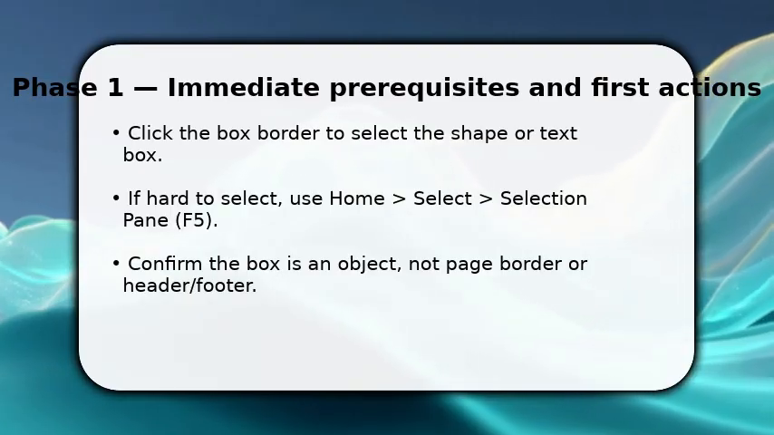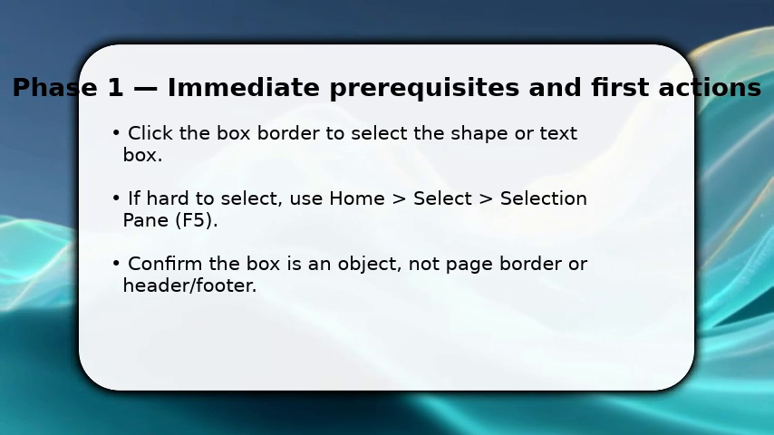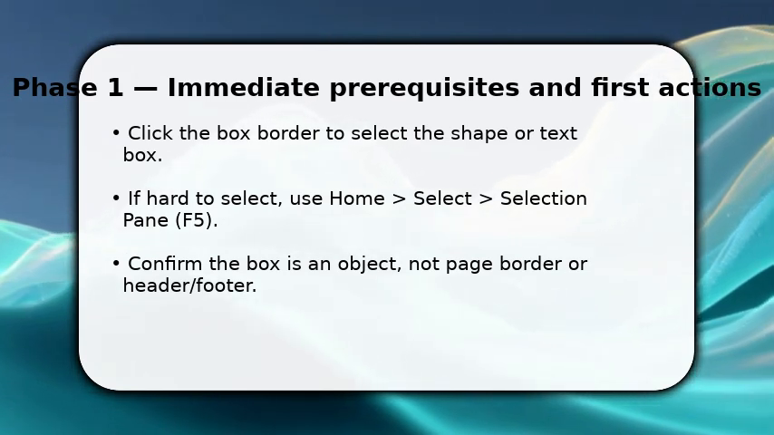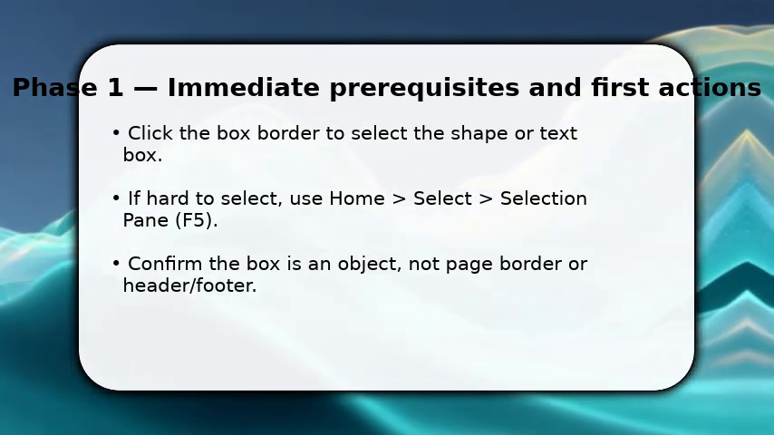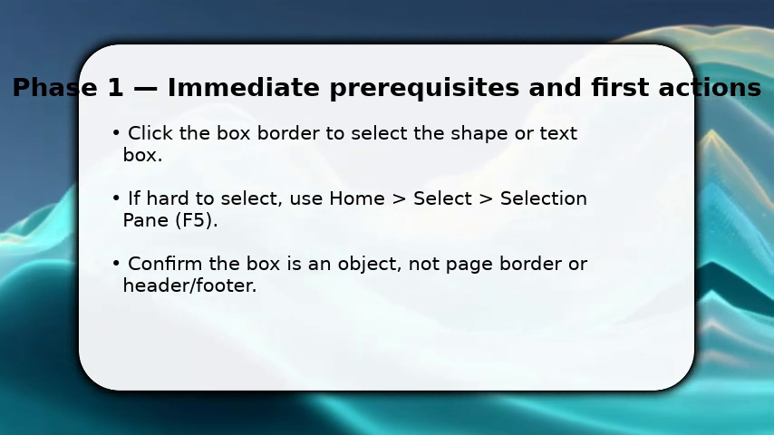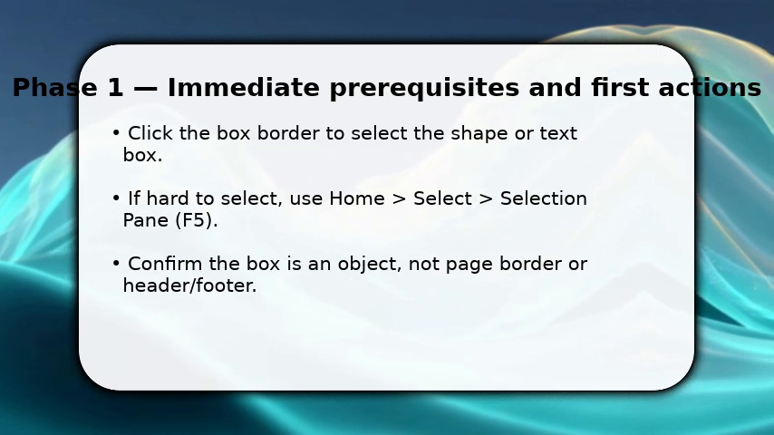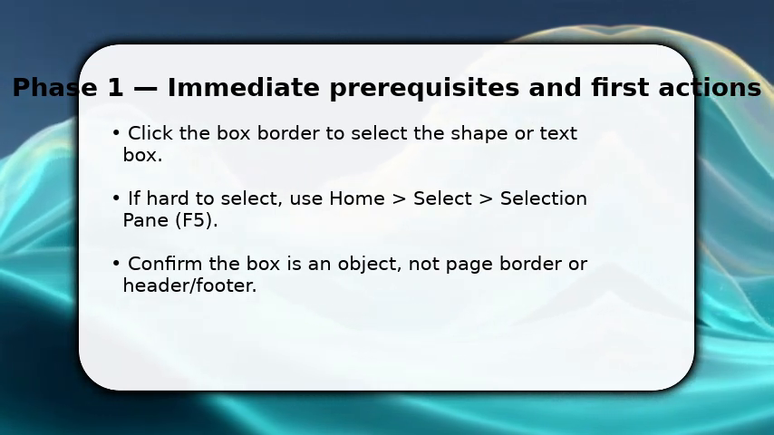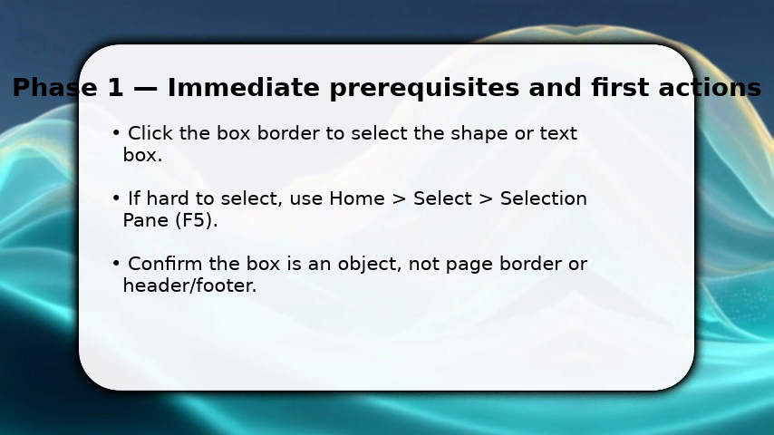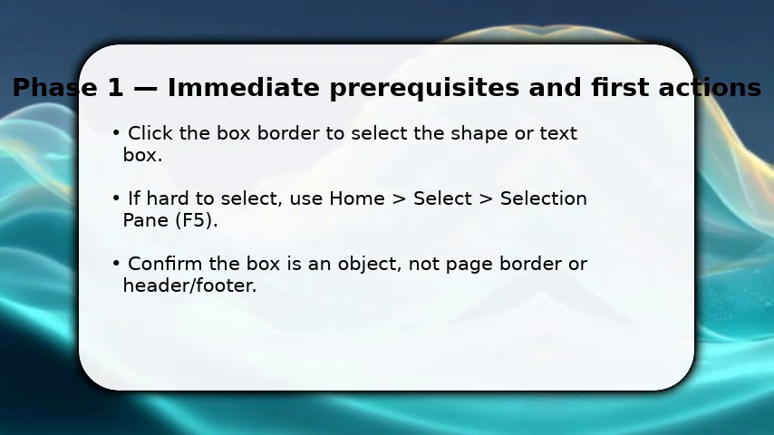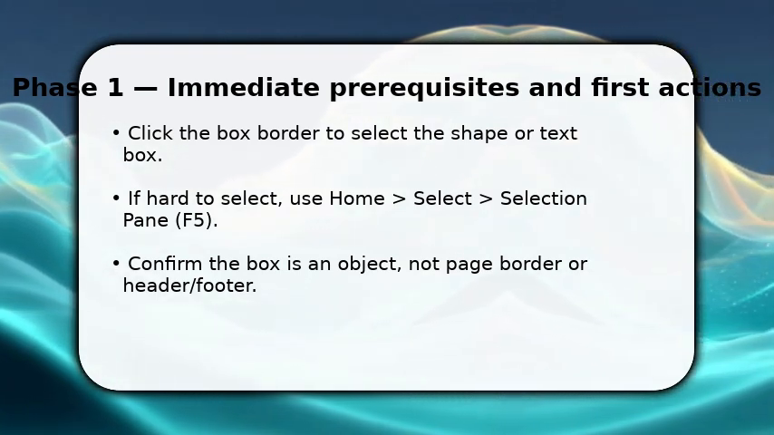You have the document open and the box visible. Begin by selecting it. Click directly on the box border until resize handles appear. That confirms object selection. Once done, if the border is hard to grab, open the selection pane and pick the object by name. This saves time. Make sure it's not inside the header or footer because edits there behave differently.